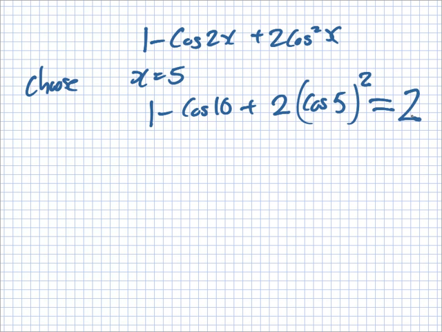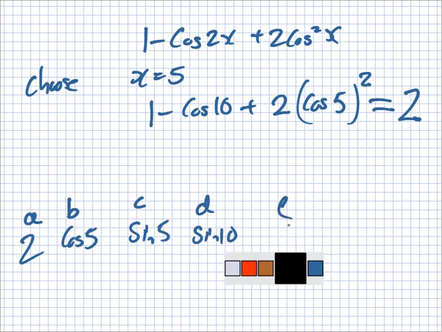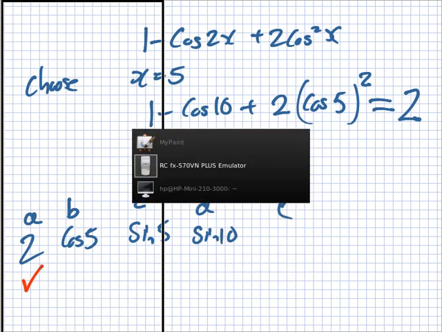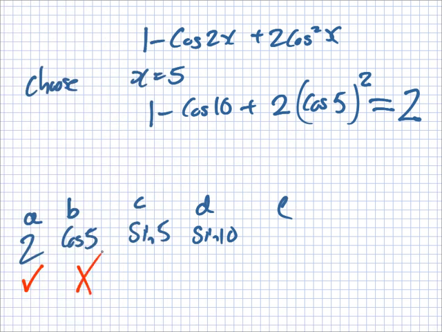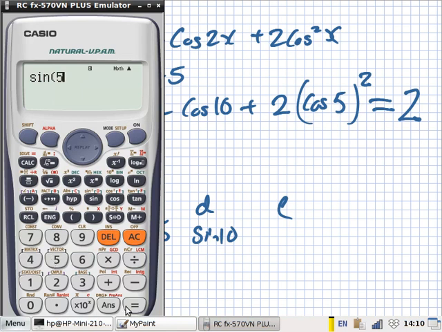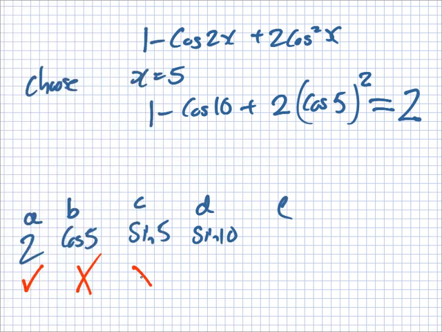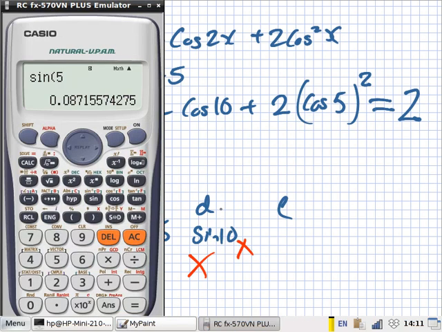Now, what I need to check though, what happens if I put 5 into each of my answers? So my answer A is 2, B is cos 5, C is sine 5, D is sine 10, and E is none of these. Okay, so let's just check. Well, this one could be the answer. Let's just check cos 5. Cos 5. No, it's not that. Sine 5? No. So if I said the answer is sine, that's wrong. Yes. Huh? Are you saying you read the wrong answer at the back?